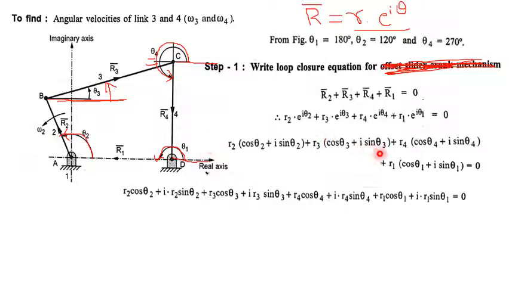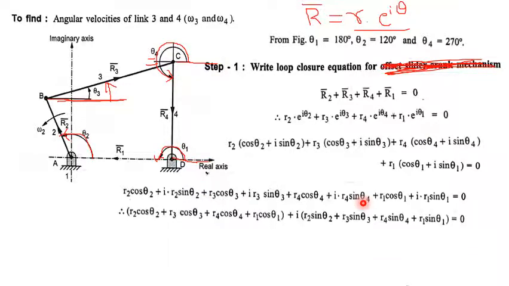After multiplying, we get this equation. It is a mixture of both real and imaginary parts. You can see R2 cos theta 2 is a real part, it does not have any imaginary part. But the second term, i R2 sin theta 2, is an imaginary part. Therefore we have to equate the real and imaginary parts.